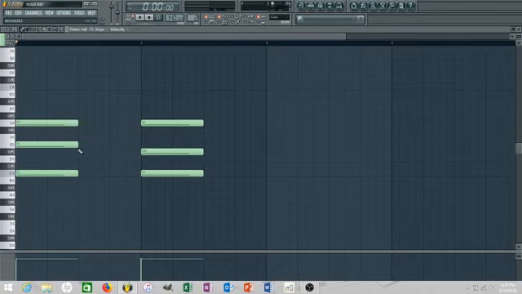So this first chord right here, this is a C major triad. It sounds like that. This one right here, this is going to be a C minor triad.